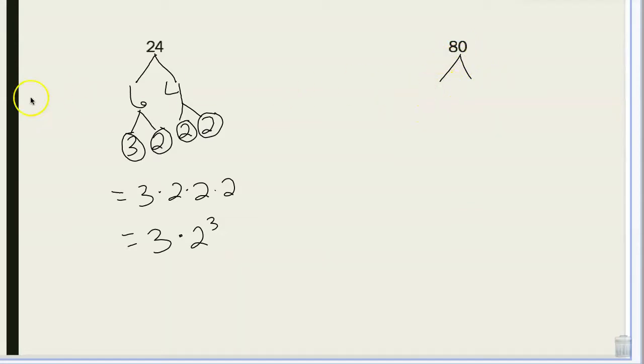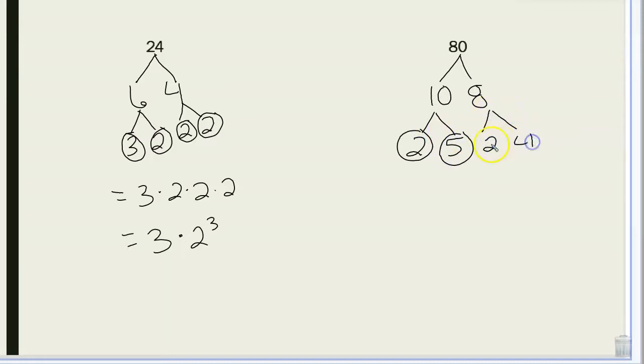So I could use 20 and 4. I could use 40 and 2. I'm going to use 10 and 8. Neither one of these is prime, so I have to keep going. So I can get 2 and 5. Both of these are prime, so that makes me happy. And then here I can get 2 and 4. Here's another prime. And then I just divide up my 4 by 2 times 2. So now I have 1, 2, 3, 4: 2 to the 4th power times 5.